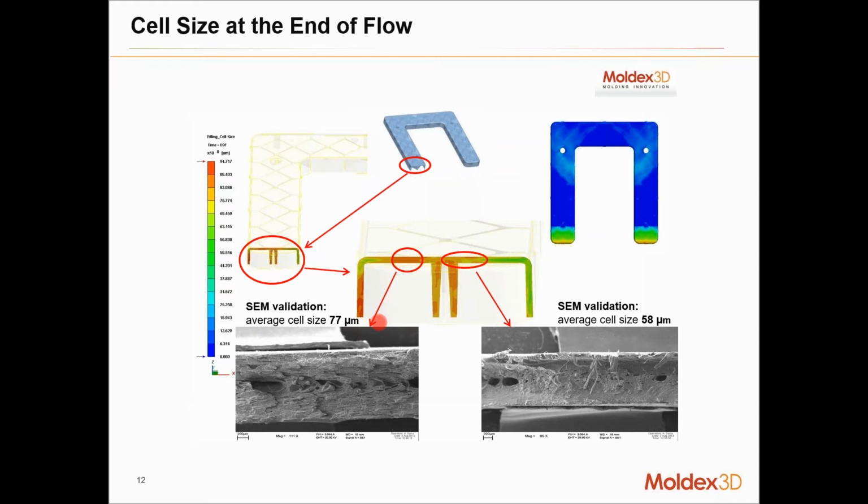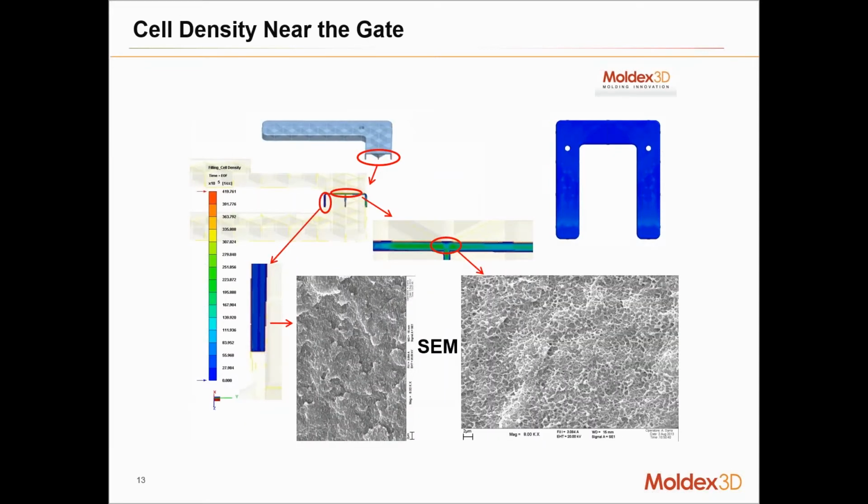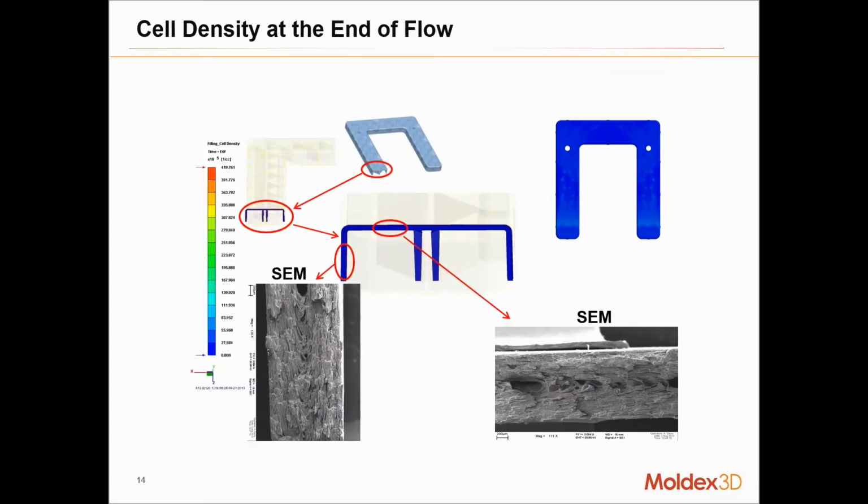Now, contrary to this, your cell density should show the opposite behavior. In other words, at the gate, you should have a large number of cell bubbles or gas bubbles, right? But as your flow progresses, as the cell size increases, you should see a reduction in the number of bubbles towards the end of fill. And that is exactly what you're able to visualize from the simulations in this case. And they, again, correspond well with what the SEM scans show you.